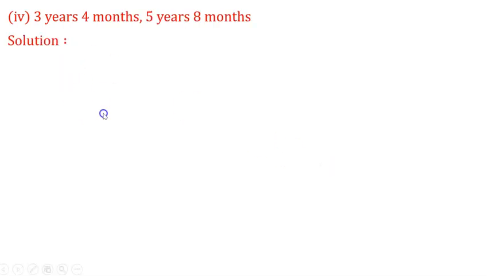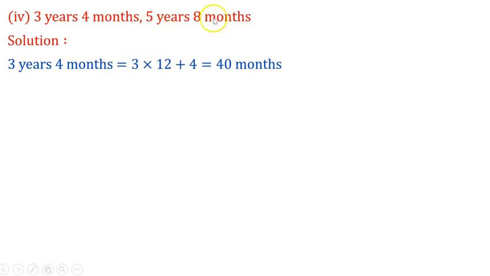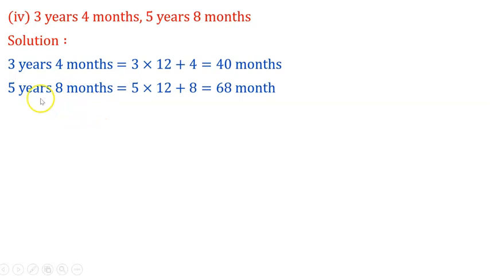Next example, 3 years 4 months and 5 years 8 months. Now we will convert years into months and then we will compare their ratio. 3 years 4 months means 3 years means 3 into 12 months plus 4 months, that is 3 into 12, 36, plus 4, you will get 40 months. Next, 5 years 8 months means 5 into 12 plus 8, 5 into 12 you will get 60, 60 plus 8, 68 months.